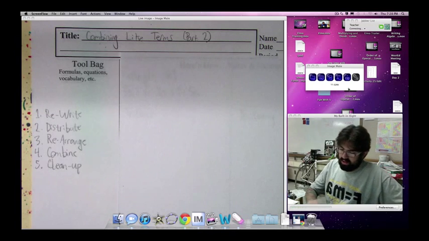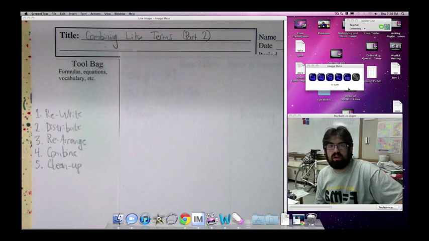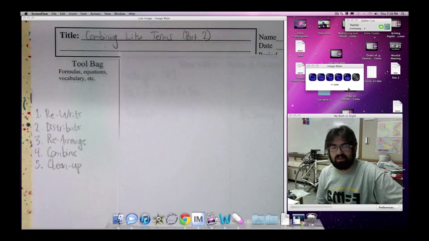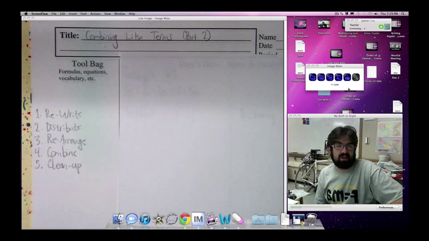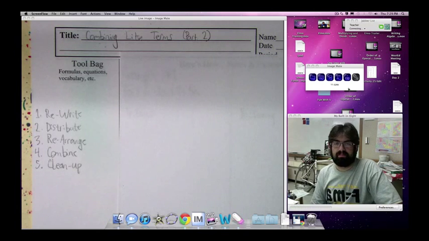Just real quick, I would like you to rewrite the 5 steps. The first step is rewrite, second step is distribute, third step is rearrange, fourth step is to combine the terms, and the fifth step is to clean up.